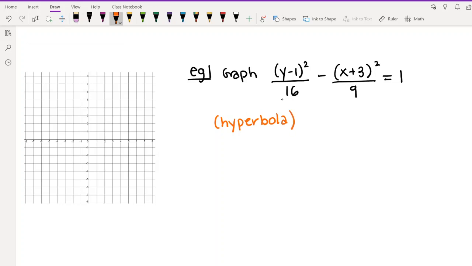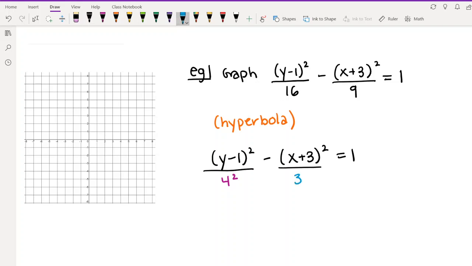There are a few things we can gather from this equation. Some of it is stuff we talked about in a previous video, and some of it is new. I'm going to rewrite this by rewriting the denominators as something squared, because that's what we have been doing in the past to really see what the shape of our graph is going to look like. So I'm going to rewrite this as 4 squared and 3 squared.